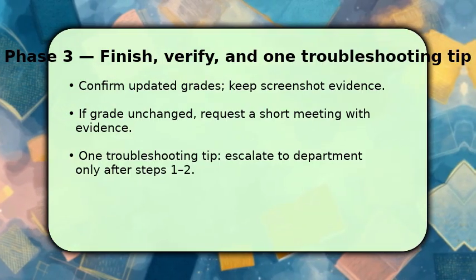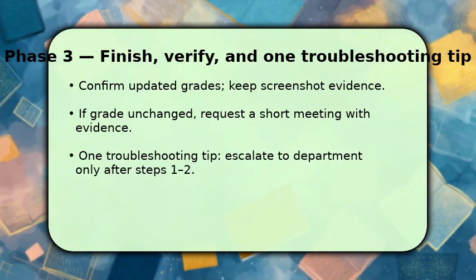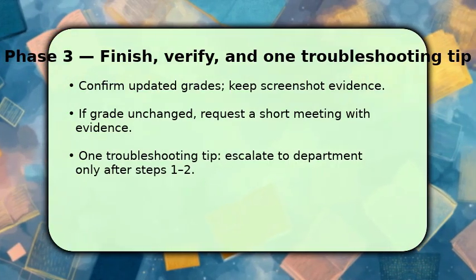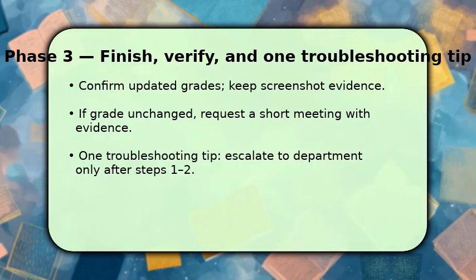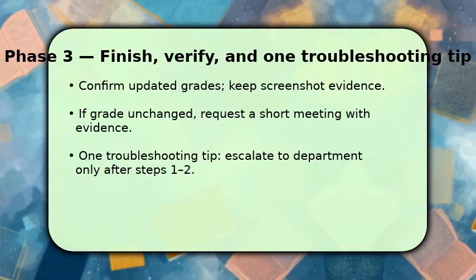If grades don't update within the expected window, send a polite follow-up and request a brief meeting. Bring your rubric checklist, revised files, and timestamp screenshots. Once done, recalculate your projected final percentage to confirm improvement.